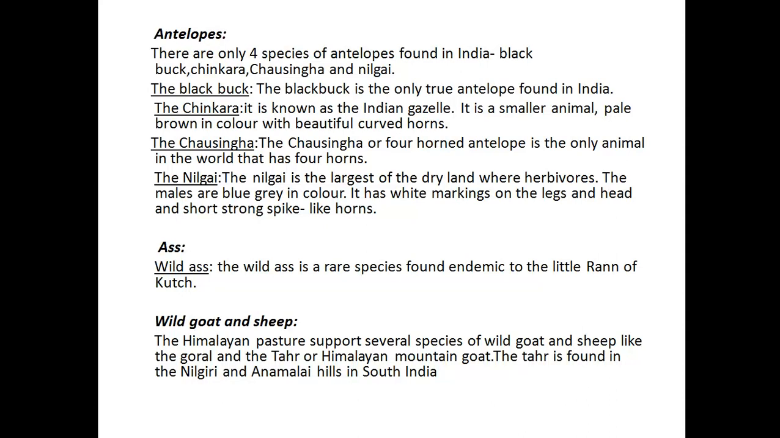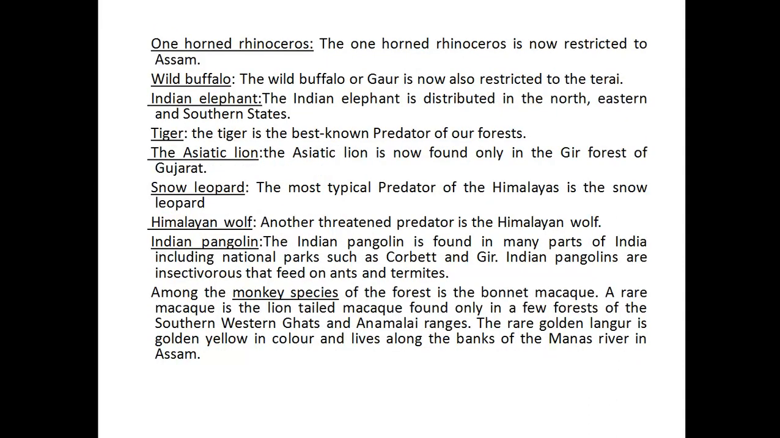Then you have the wild ass. It is a rare species found endemic to the little Rann of Kutch. This is in Gujarat. Then you have the wild goat and sheep. This is found in the Himalayan pastures. Then you have the goral and the thar. The thar is also known as the Himalayan mountain goat. The thar is found also in the Nilgiri and Annamalai hills in South India.